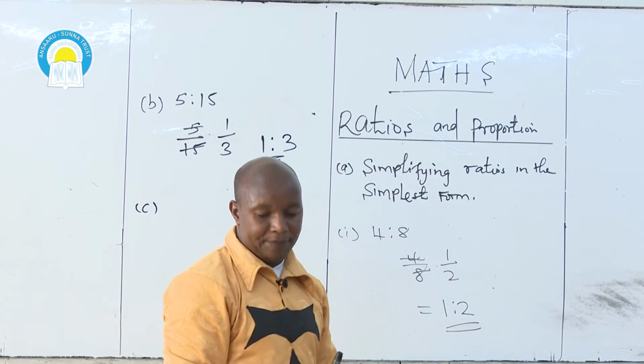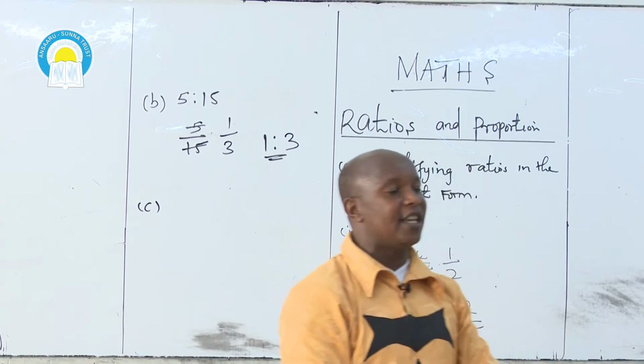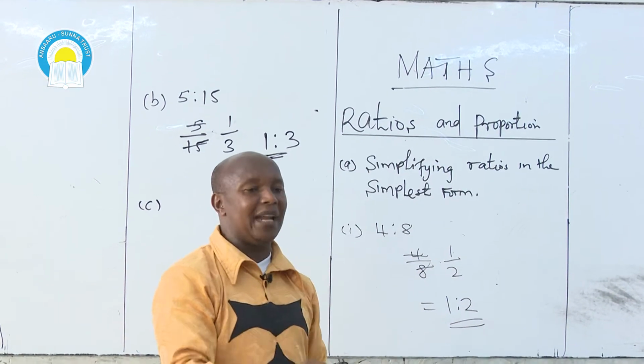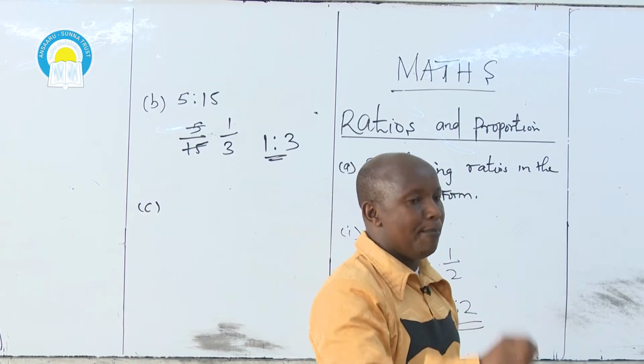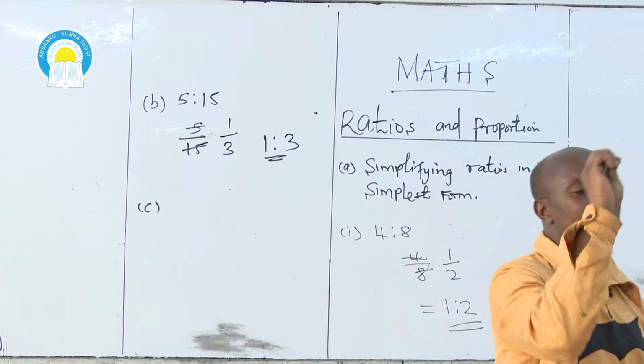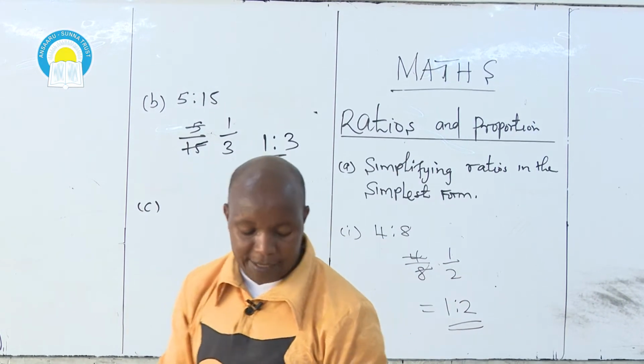Example number 3, you can be given ratios which are not in the same unit. Remember this and underline this wherever you are. Before you simplify the ratio, make sure they are in the same units. You cannot simplify ratios when they are not in the same unit.